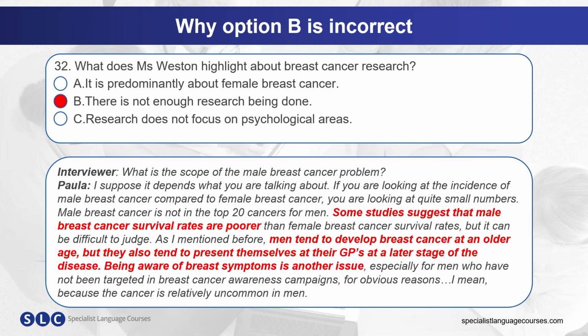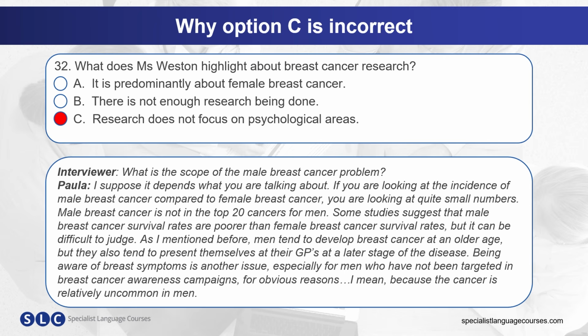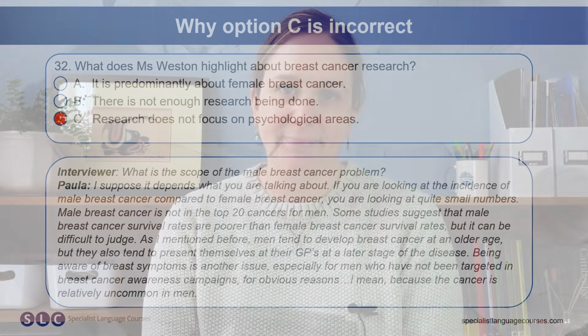B is incorrect, as it says there is not enough research being done. And in the audio, we can see it says some studies suggest that male survival rates are poorer. And it goes on to talk about other factors such as seeking medical advice at a later stage and awareness, but it does not state that not enough research is being done. And C is incorrect. Research is mentioned in the audio, but no mention of psychological factors, so therefore C is incorrect.